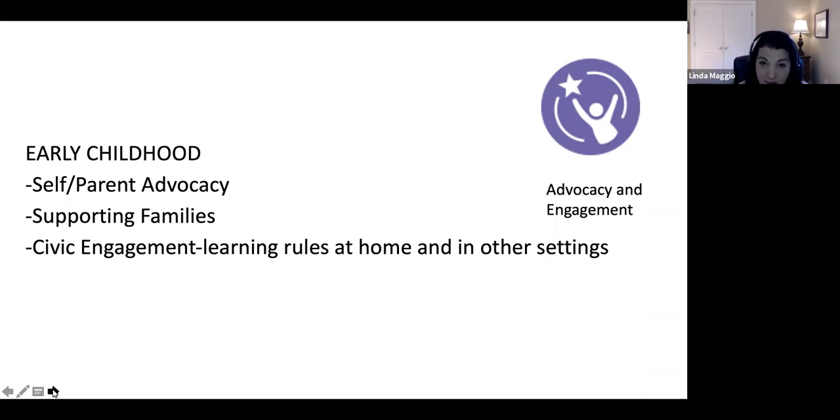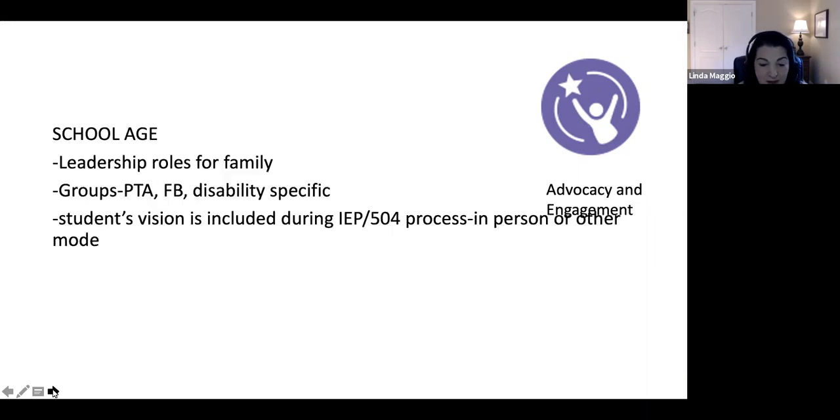When you vote, take them with you. If your employer has take your son or daughter to work day, take them. We took our kids at a very young age, and it was really beneficial. School age. Groups, have the parents think about joining the PTA. There's also Facebook groups that are disability specific. Those can be really helpful.